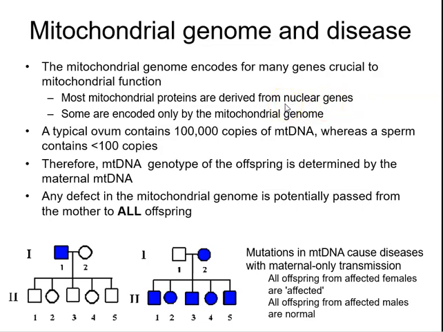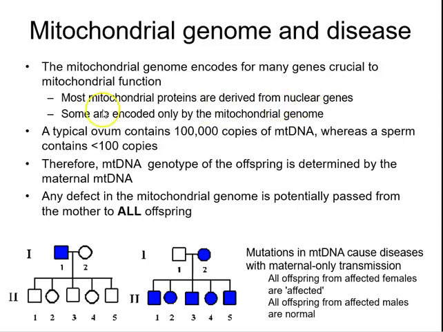So the vast majority of the metabolic enzymes are coded by genes on autosomes. mRNA is produced in the nucleus, that is exported to the cytosol, translated by ribosomes in the cytosol, and then those proteins make their own way to the mitochondria. So that's how the vast majority of proteins get to the mitochondria.